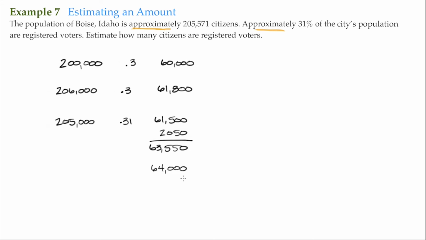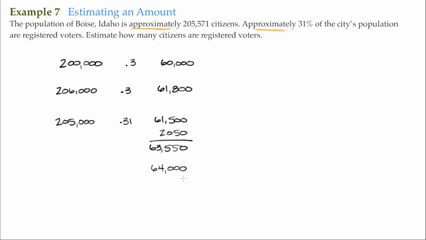So when you think about it, the population of Boise, Idaho is approximately 205,571 citizens. Approximately 31% of the city's population are registered voters. Estimate how many citizens are registered voters. I think it would be fair to say somewhere between 63,000 and 64,000.